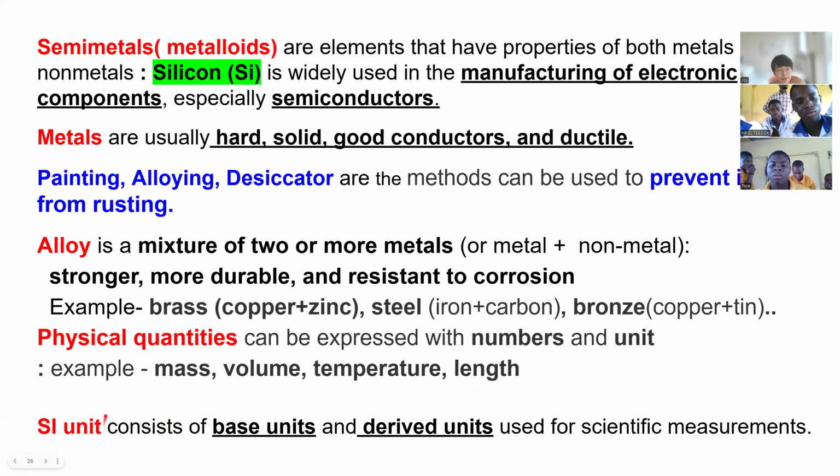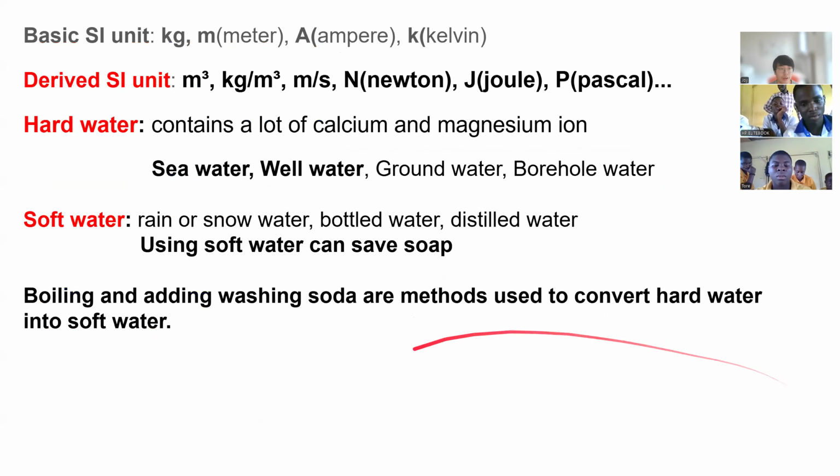And SI units consist of base units and derived units, and those are basically units that are used for scientific measurements. You would use SI units to measure mass, volume, temperature, length, and more. Some examples of basic SI units are kilograms, meter, ampere, and Kelvin.